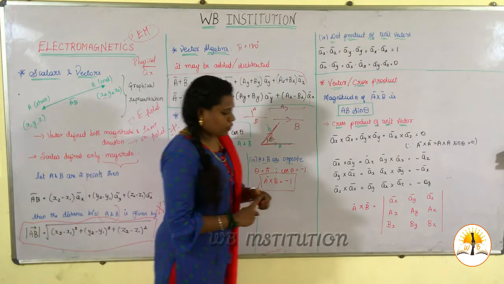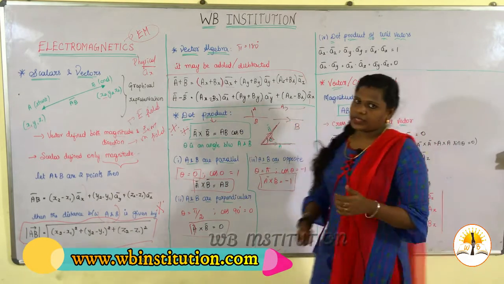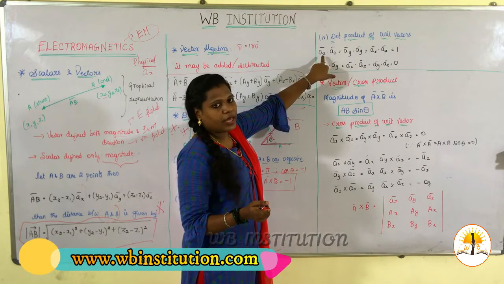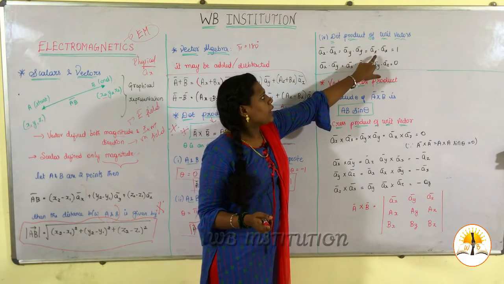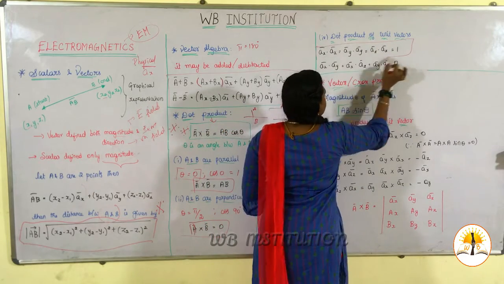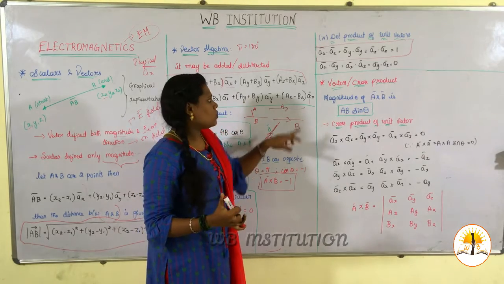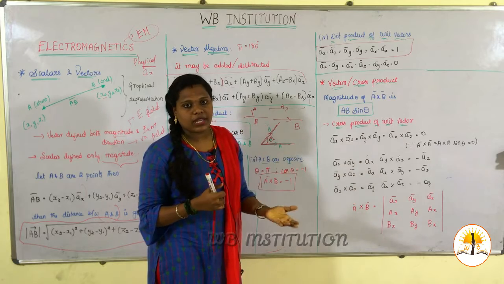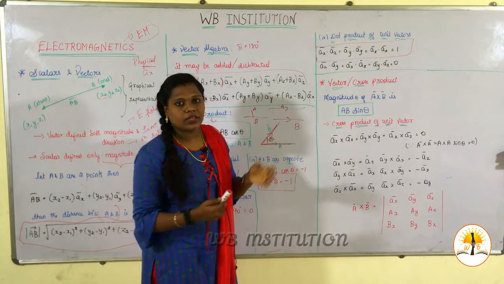Okay, then the dot product for unit vectors. For unit vectors, you need to find the dot product. Ax vector into Ax vector, Ay vector into Ay vector, Az vector into Az vector each equals 1. Similar vectors dotted will give you 1. Check Ax into Ay: it is different vectors, right? So similar vectors multiplied as a dot product will give you 1, otherwise it will give you 0.